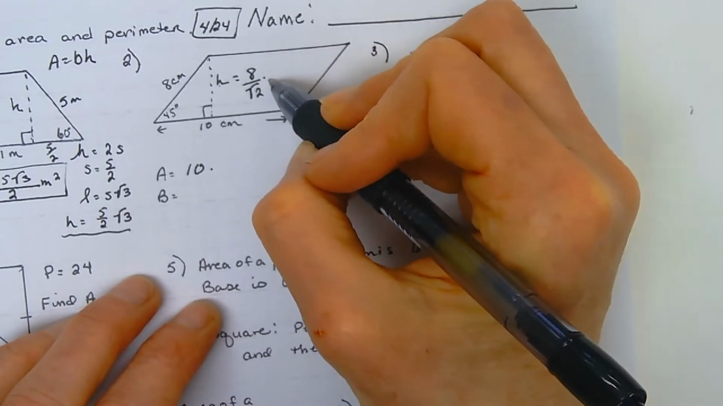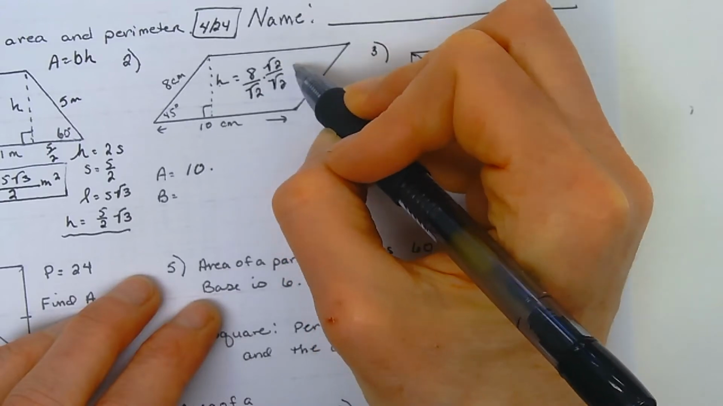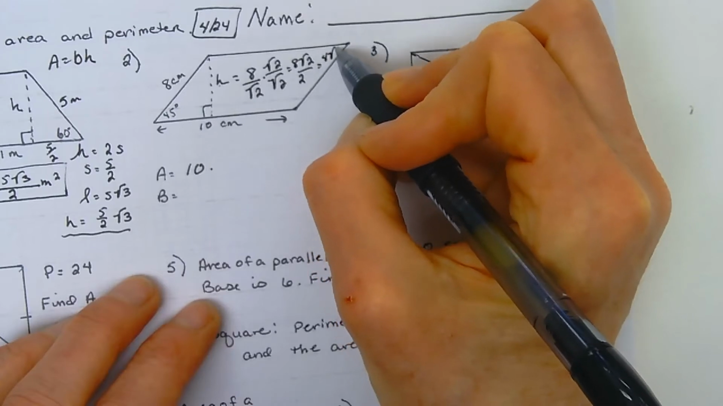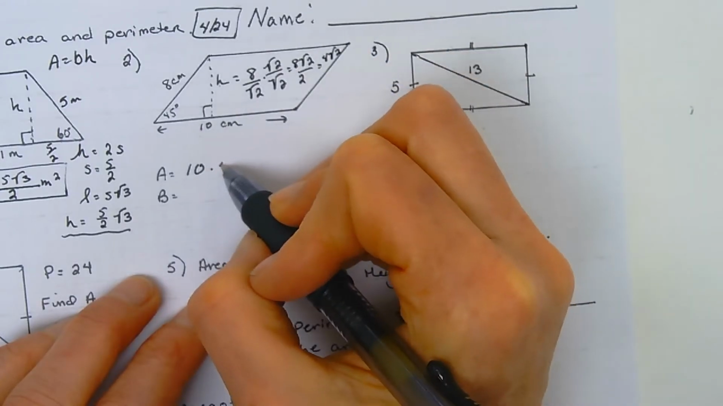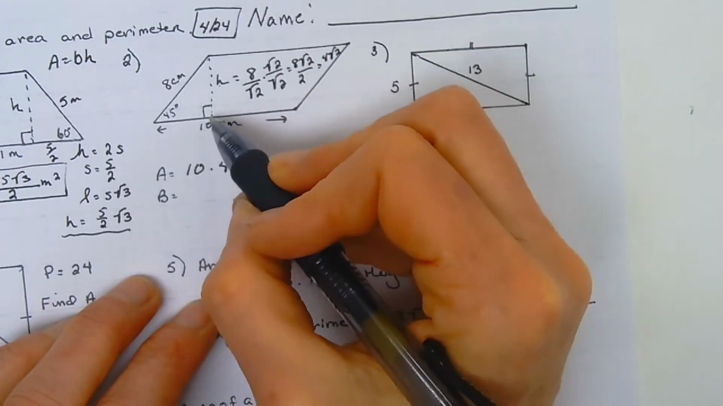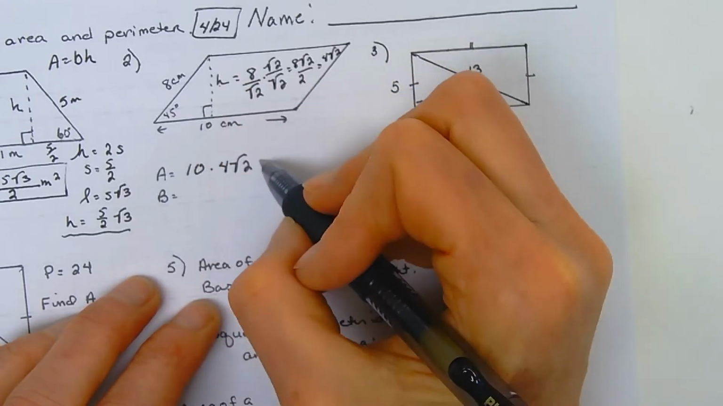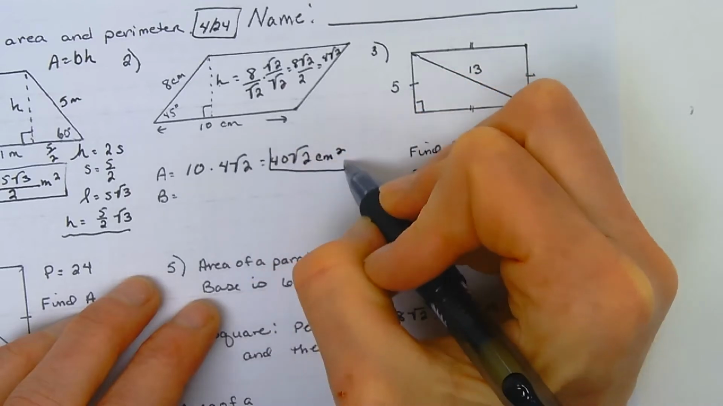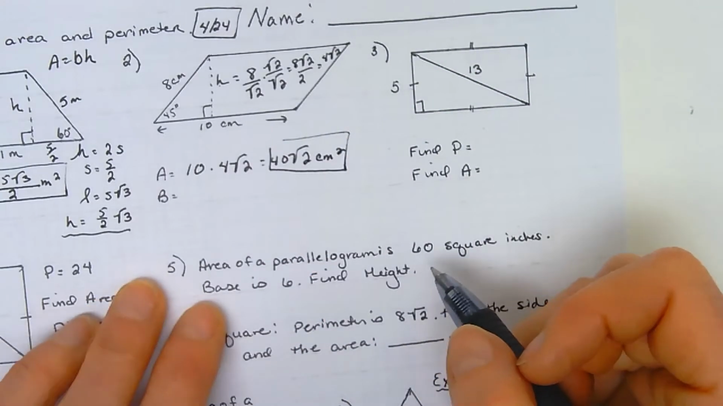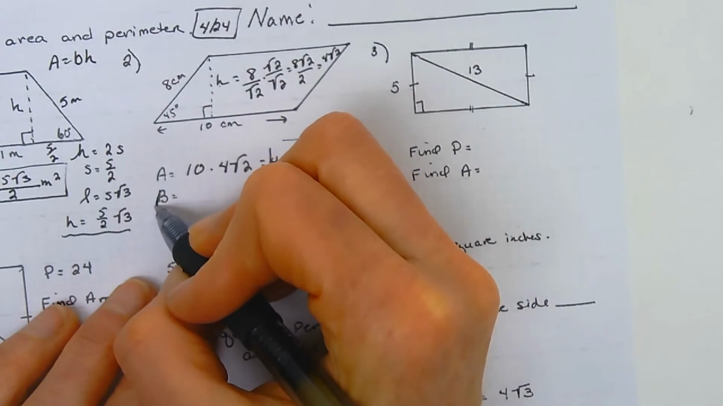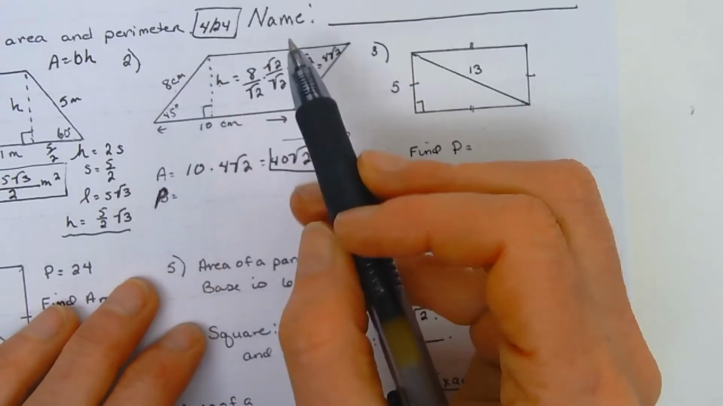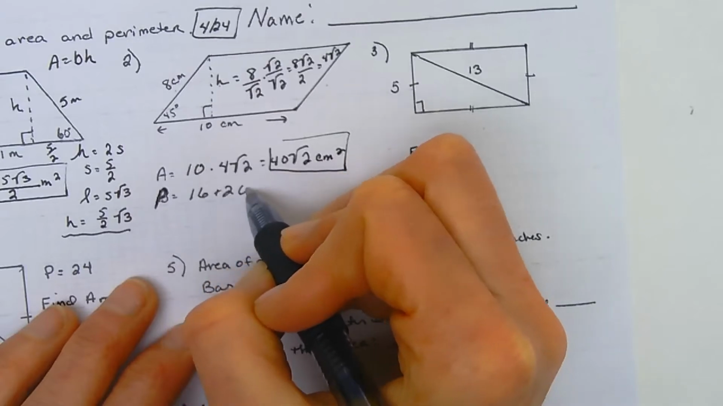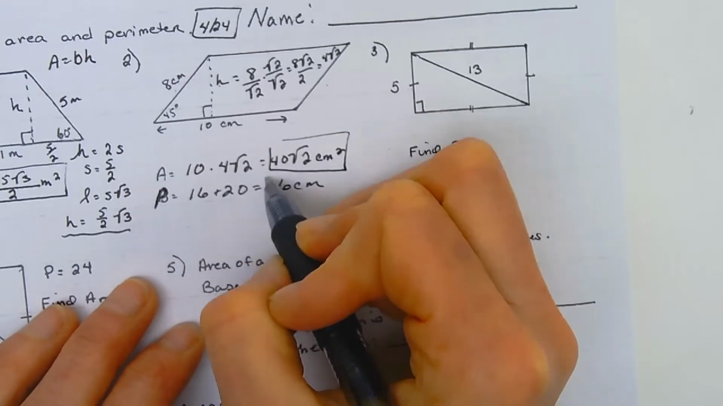If I rationalize that, I get 8 square roots of 2 over 2, which is 4 rad 2. So 10 times 4 rad 2, the base times the height. That's 40 rad 2 centimeters squared, and that's the area for number 2. The perimeter, that should be a P, is equal to 8 plus 10 plus 8 plus 10, so that's 16 plus 20, that's 36 centimeters.